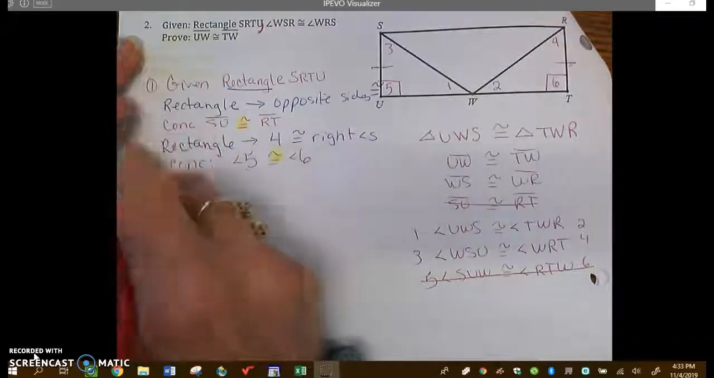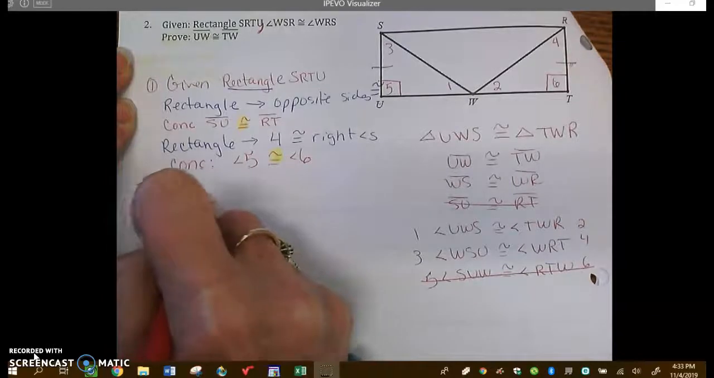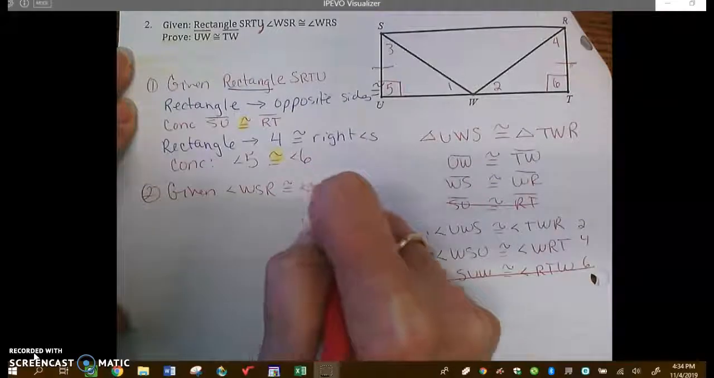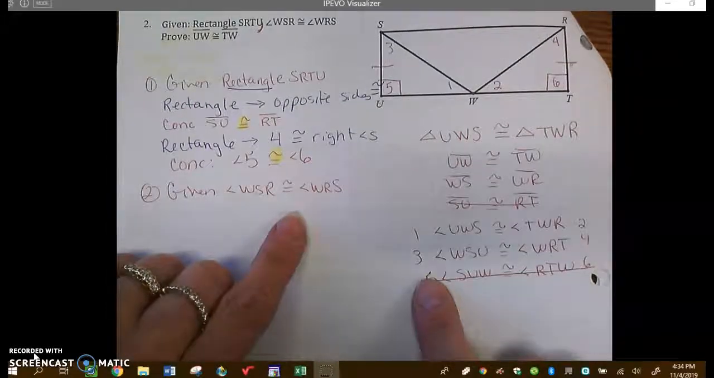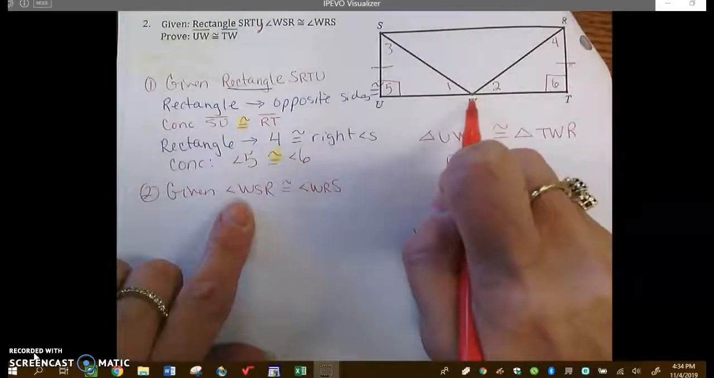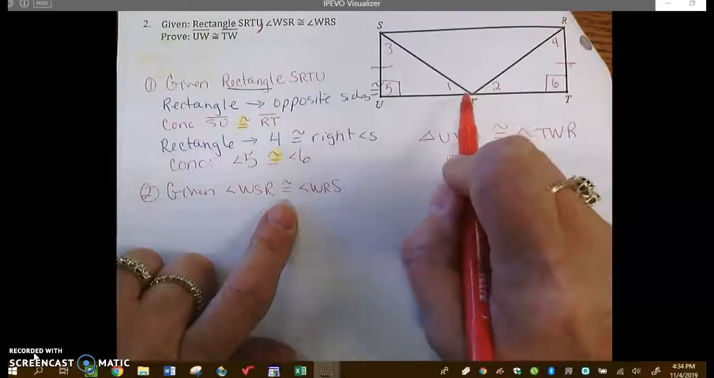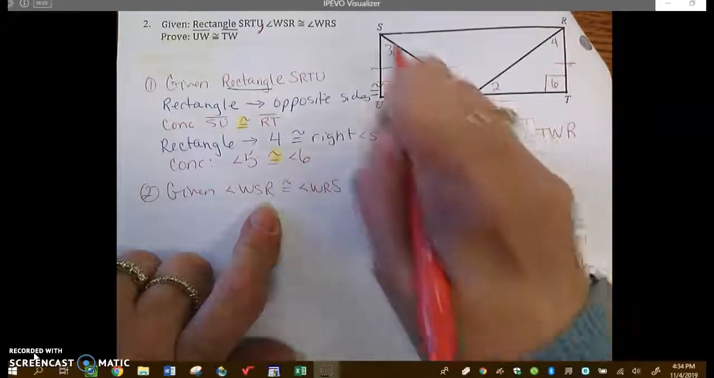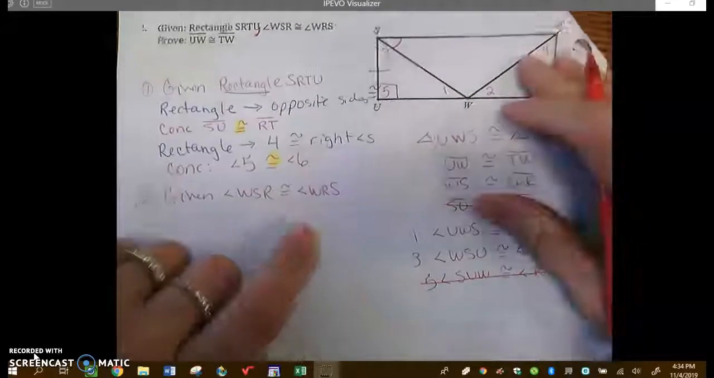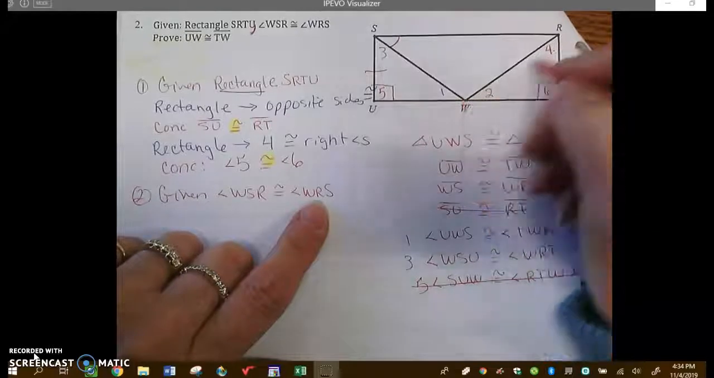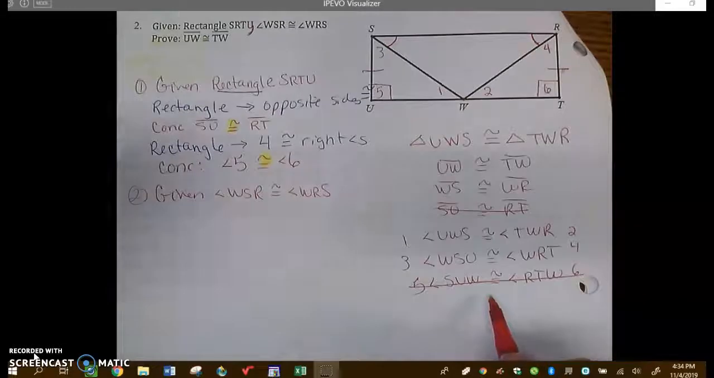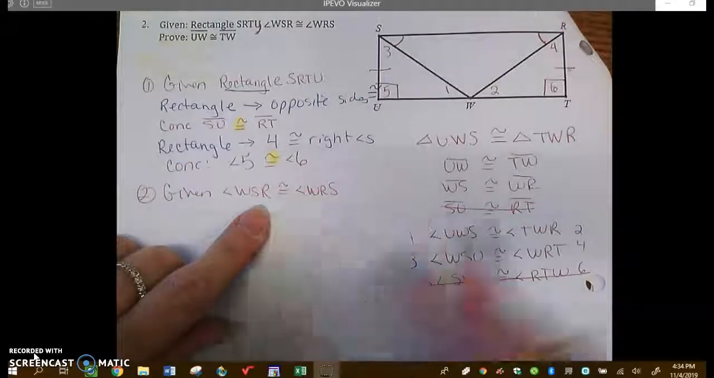There's another given. So now number 2, we are given that angle WSR is congruent to angle WRS. Let's see, are they in our list? No. Let's see where they are though. It's given they're congruent, so we can put that marking in our picture. WSR is this angle that's not inside our triangle. That's congruent to angle WRS. They are not angles in our list, which means we need to work with this until we can get something out of the list.